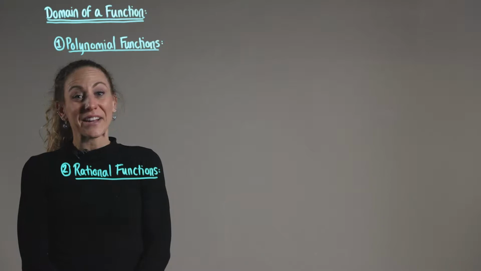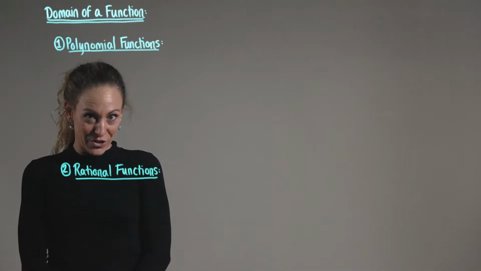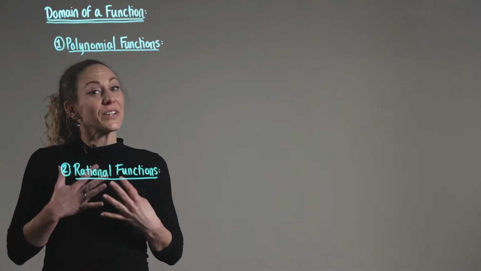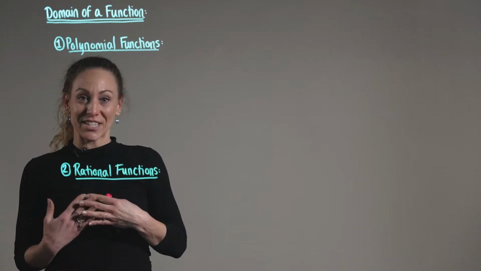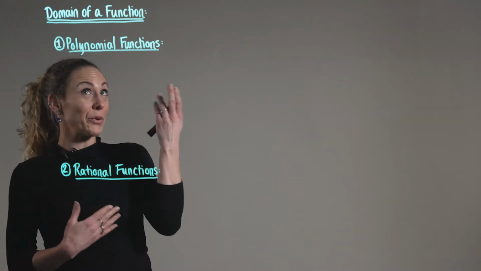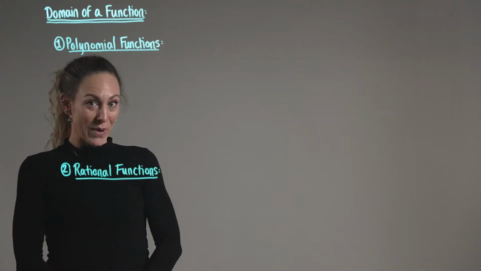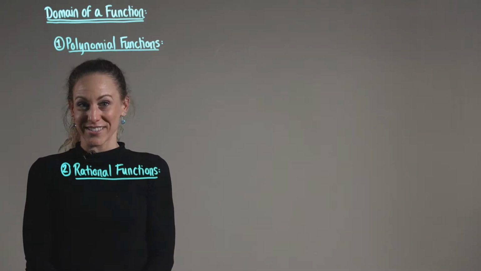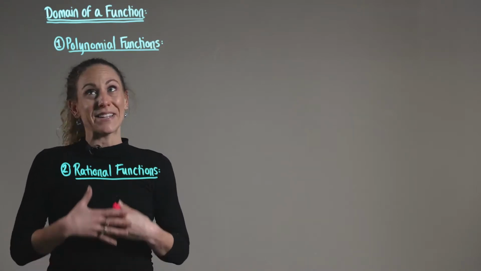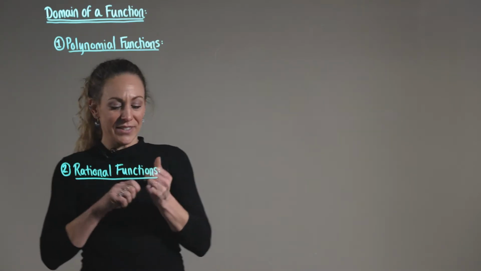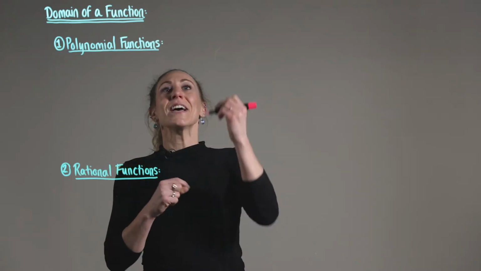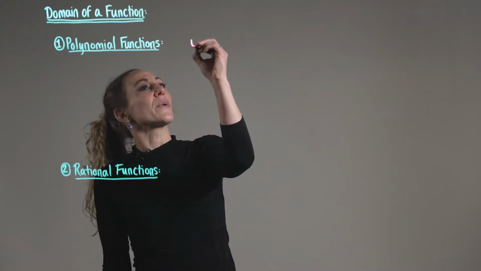Here we start looking at how to find the domain of a function. And in particular, we're going to focus on three distinct types of functions: polynomial functions, rational functions, and then we'll also go ahead and look at radical functions. So to begin, polynomial functions, our favorite functions, look something like the following.